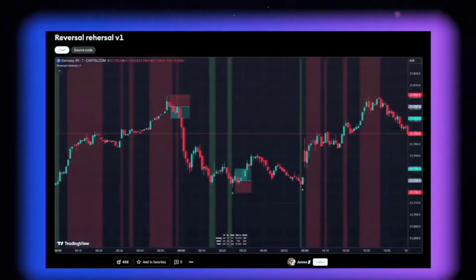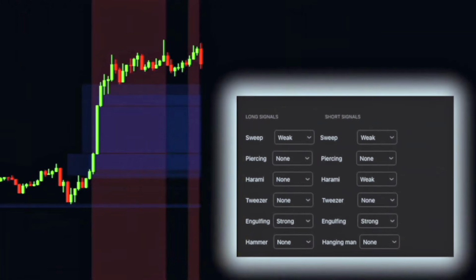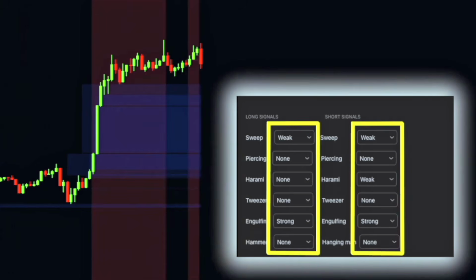The Reversal Rehearsal version 1. This pro tool spots zones where momentum's building for reversals, using RSI ranges to flag overextensions, or let's say shooting or falling ranges. It pairs RSI with candlestick patterns like engulfing, tweezers, hammers, or piercing for extra confirmation. You can tweak signal strength to filter weak patterns or focus on heavy hitters.